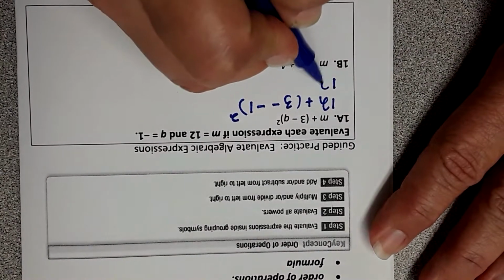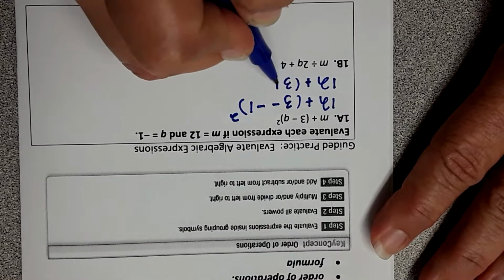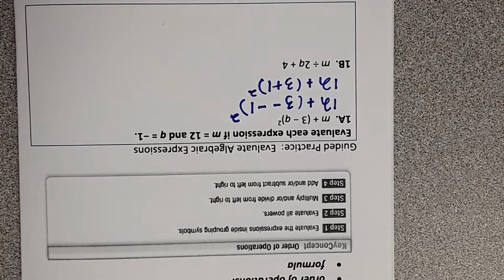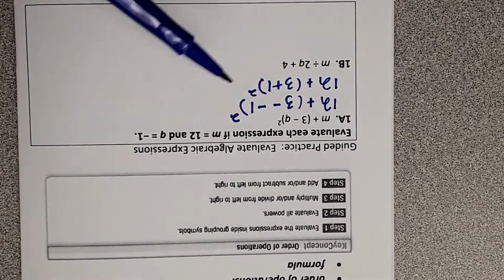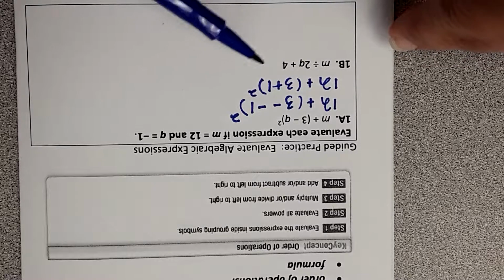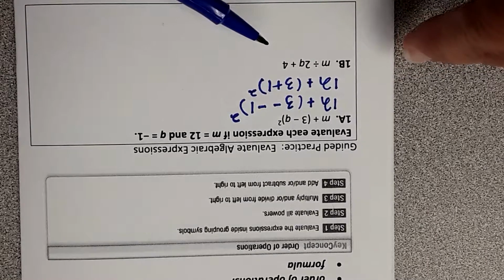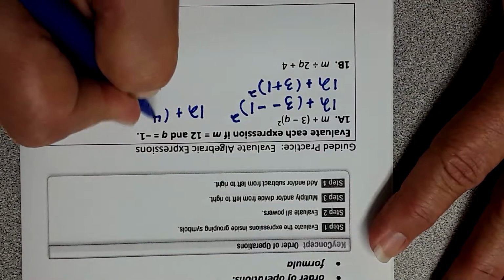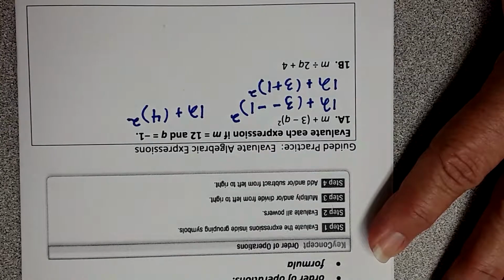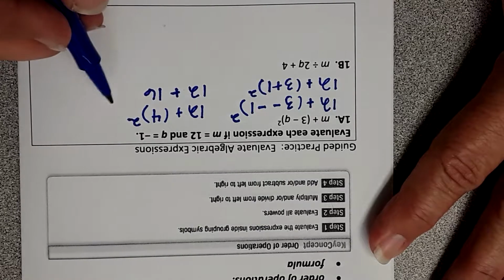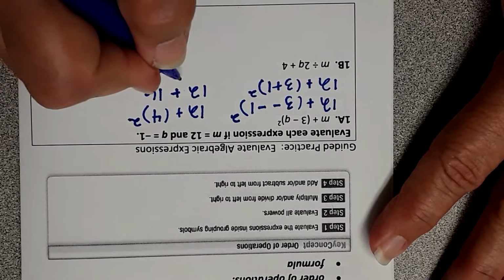So now I would have 12 plus 3 plus 1 squared. I don't care if this is your first step, but you can't just write 4 squared. I need to see at least the one step, okay? Then 12 plus 4 squared. 12 plus 16, and that equals 28.